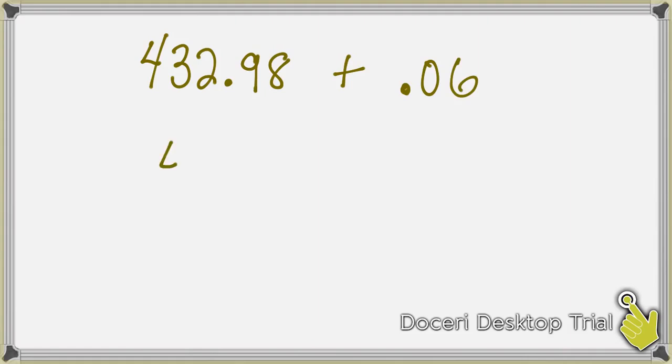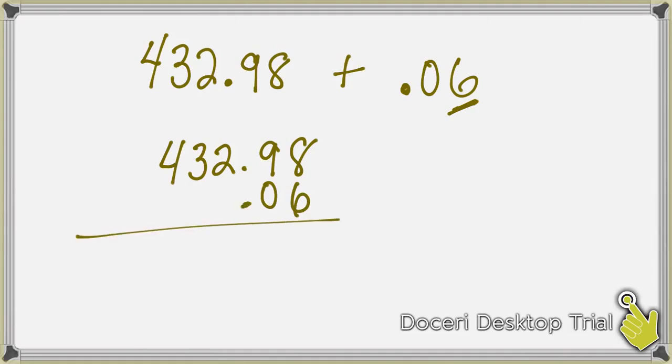When you add them, we're going to say 432.98. That 6 is in the hundredths or tenths. No, I'm sorry, hundredths place. So here the 9 is in the tenths, the 8 is in the hundredths. So that 6 is also in the hundredths. So the 6 goes there, the 0 goes there, and then the decimals line up. All right? And you would add it like that. Just make sure you're aligning your decimals properly.